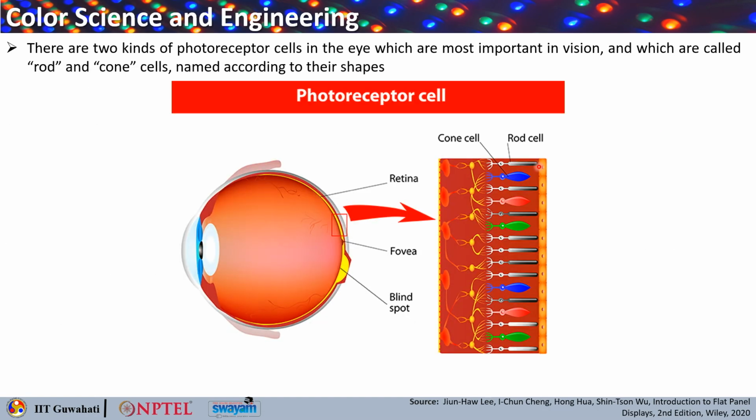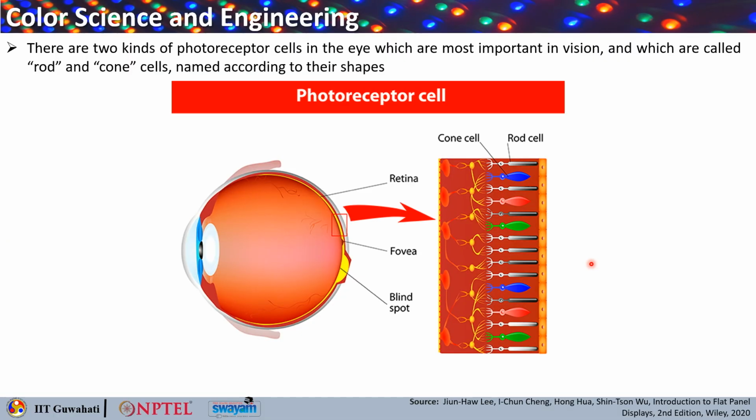So, if you look into the anatomy of the human eye more carefully, we are basically zooming into this red box. So, this is how it looks. There are basically two kinds of photoreceptor cells in the eye which are most important in vision, and these are called rod and cone cells, which we briefly discussed in the previous lecture.